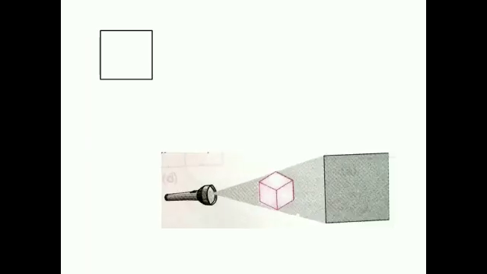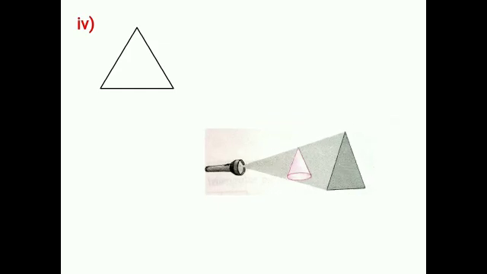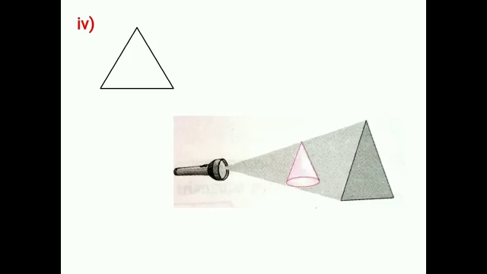So now next one is square. Okay, so now see here, this one is a cube and the shadow of this cube is square. Because when we keep a torch light in front of the cube, we see that the shadow is square. So that's why your answer is cube. Correct? So now next one is triangular. Again same concept. When we keep a torch light in front of a cone, we see that the shadow is triangular. So that's why your answer is cone.